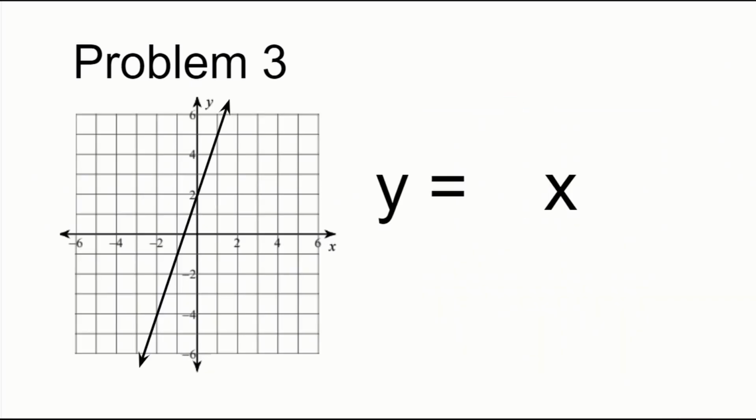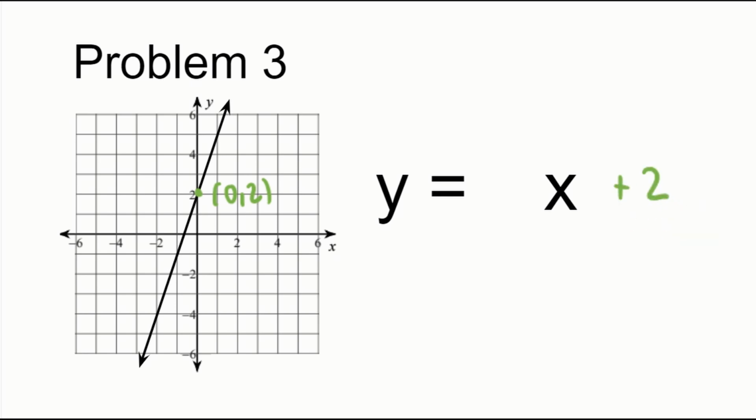Problem 3, we're going to be going backwards. Here we're starting with our graph, and we're going to try to figure out what our linear equation is going to be. Let's start with our y-intercept. Looking at our graph, when does the line cross the y-axis? Notice that it crosses the y-axis right here at (0, 2). So we know that our y-intercept, our starting point, is going to be at plus 2.